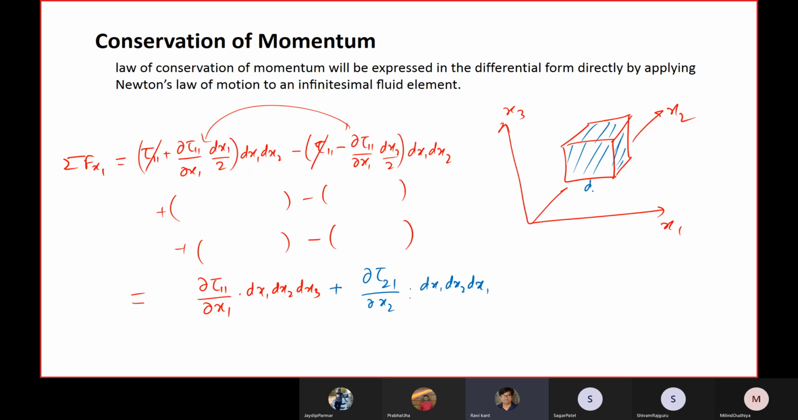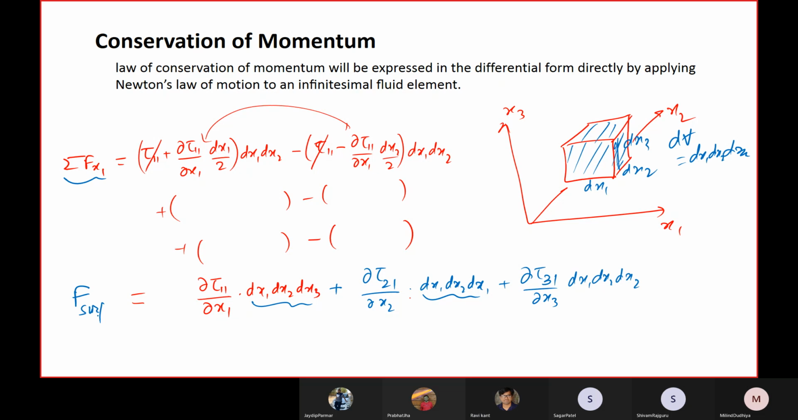The elemental volume would be what? This is dx1 dx2 and the height is dx3, so dV is nothing but dx1 dx2 dx3. So these come out in dV terms. The last term is ∂tau 31/∂x3 times dx1 dx2 dx3. So this is your surface force. Can I write this as dV, this as dV, this as dV?